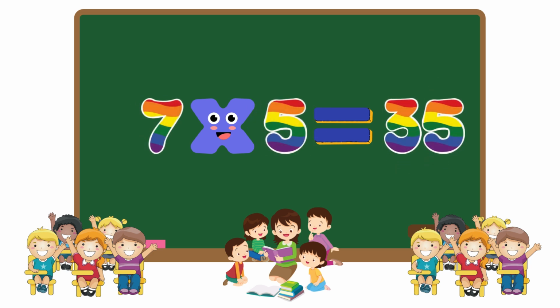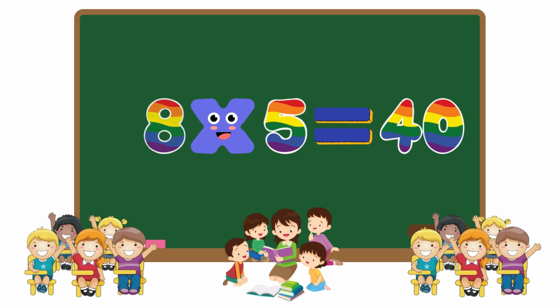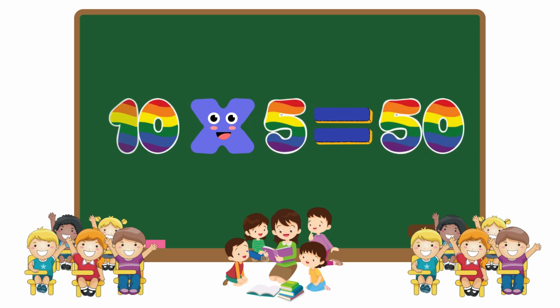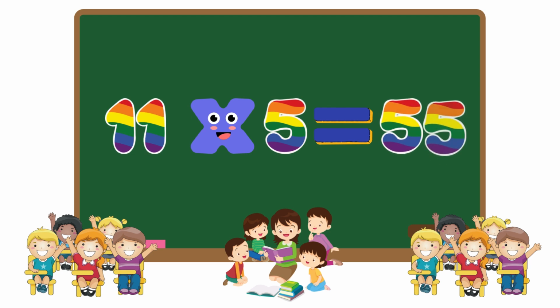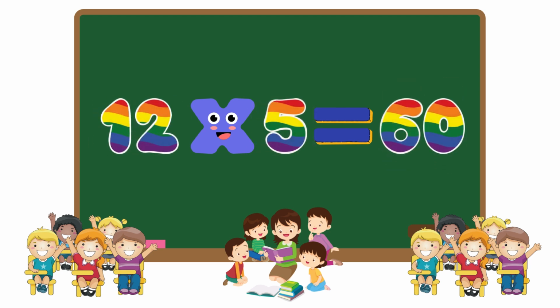7 times 5 equals 35. 8 times 5 equals 40. 9 times 5 equals 45. 10 times 5 equals 50. 11 times 5 equals 55. 12 times 5 equals 60.